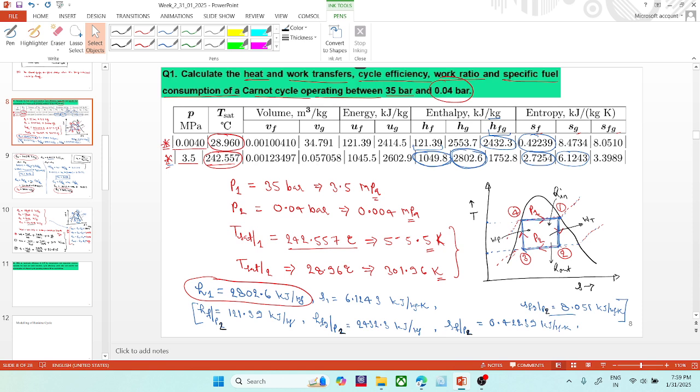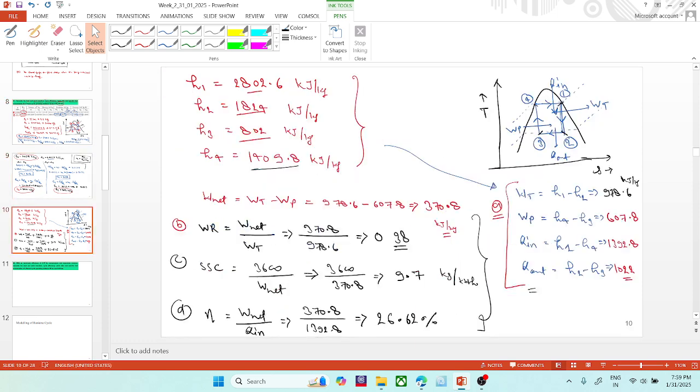Sir, actually, specific fuel consumption, 3600, I can't get this one. Acha, you can't get this 3600. Okay. Let me take another slide. Okay, the blank slide I will.